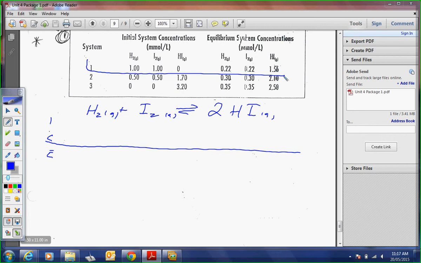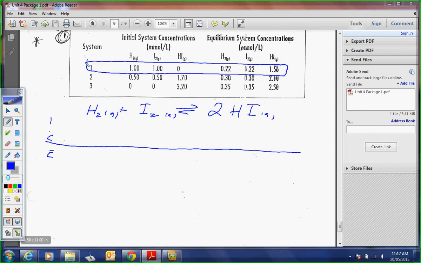All of them? I'll just solve the K value. I think I meant to delete some of those for you. They are all there. Okay, let's set up an ICE table for the first one, and then we won't do the rest. We'll just do the K value for the rest.